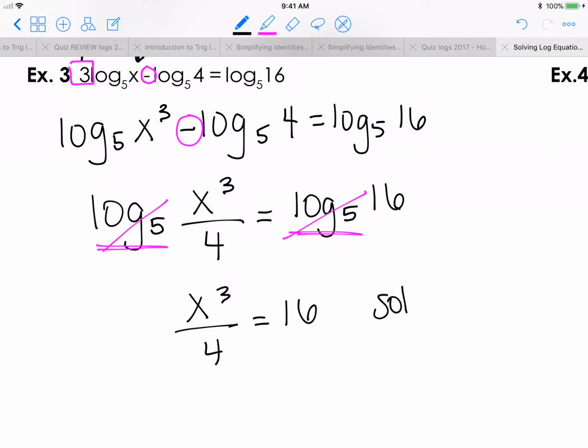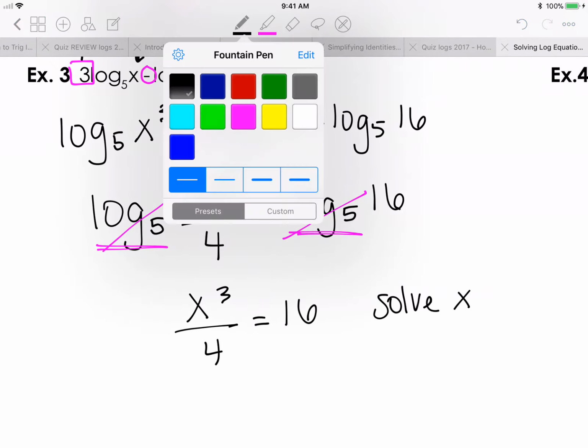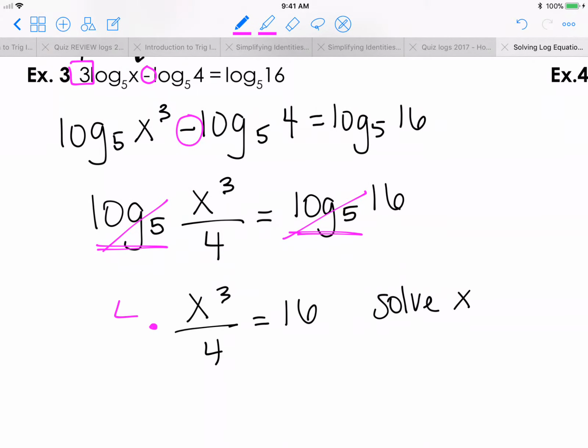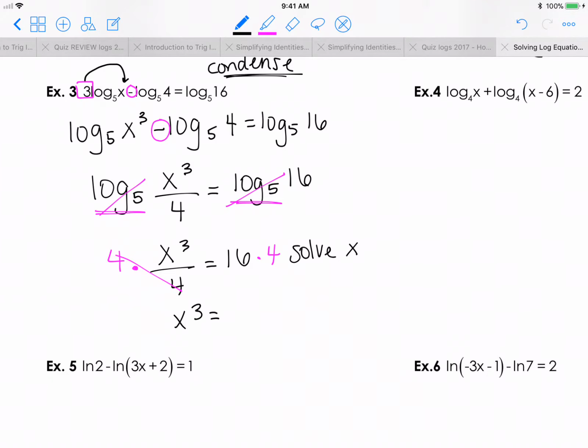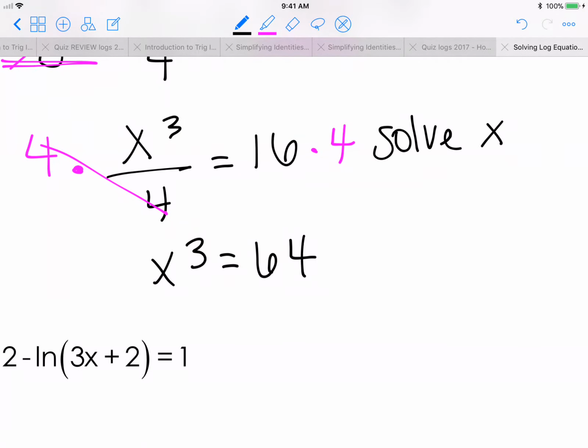Now, all we're doing is just solving for x. Okay, so how do we do that? Well, we've got to get the 4 to the other side. So to do that, let's multiply by 4 to both sides. So those cancel, so we're left with x cubed is equal to 16 times 4 is 64. So now we still don't have x completely by itself. It's x to the third. So what can we do to get rid of that third? Well, hopefully everybody will say cube root.